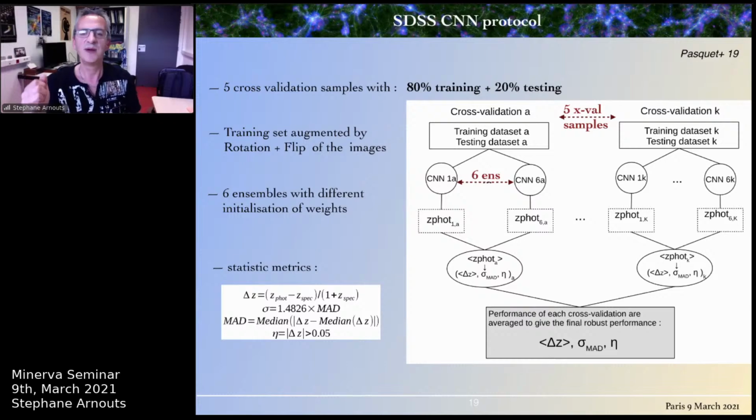So basically you can average the values of the 6 ensembles to get the final value for the training set. And ultimately, all the cross-validations are also combined, where we combine the values of the quantities themselves, the performance: so the sigma, the delta z, the bias, and the catastrophic fraction. So this is the scheme of what we are doing in this CNN.